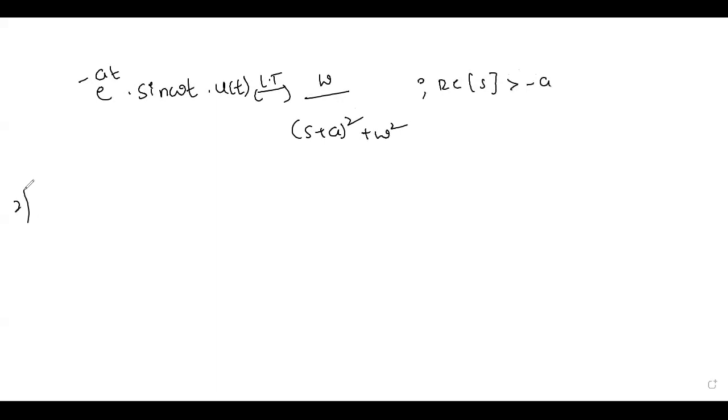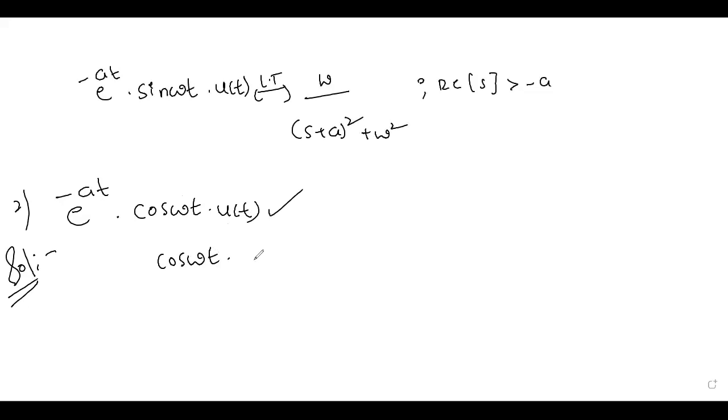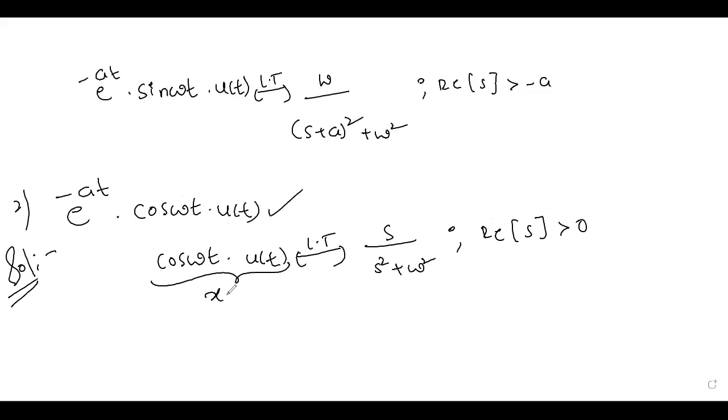Next problem: find the Laplace transform for e power minus a t into cos omega t into u of t. How to find it? Again, the same property we have to use. We know that cos omega t into u of t has Laplace transform s by s square plus omega square, with real part of s greater than 0. Now let us take this as x of t, then this is x of s. e power minus a t into x of t, what is its Laplace transform? X of s plus a.